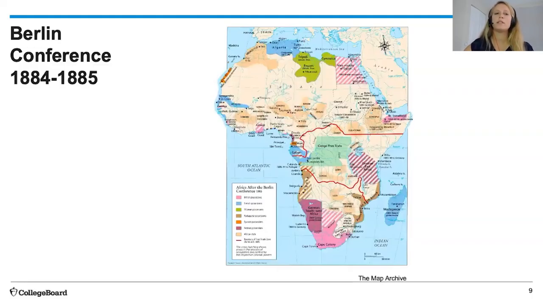One very important example to know is the Berlin Conference of 1884 to 1885. It's sometimes called the Scramble for Africa, since the European colonizers basically just decided who was going to get what parts of Africa, which was clearly not their place to be, but this is what colonization is.